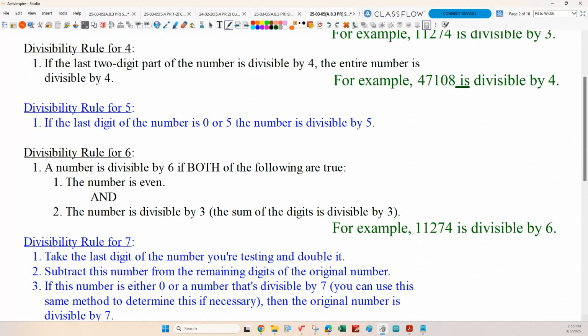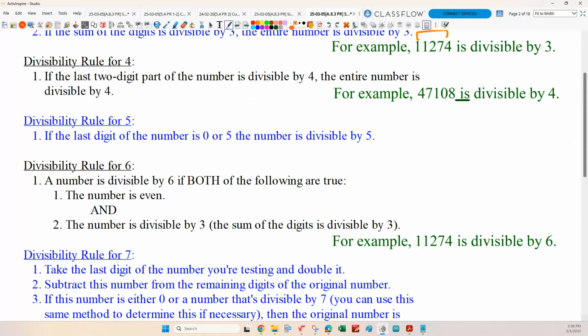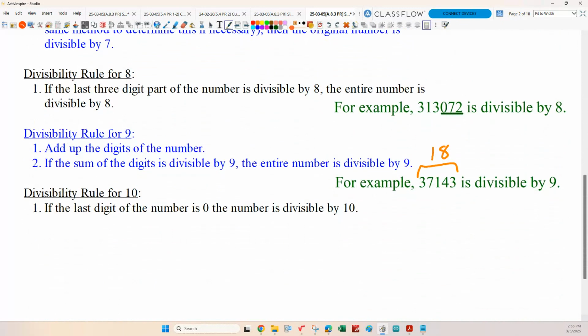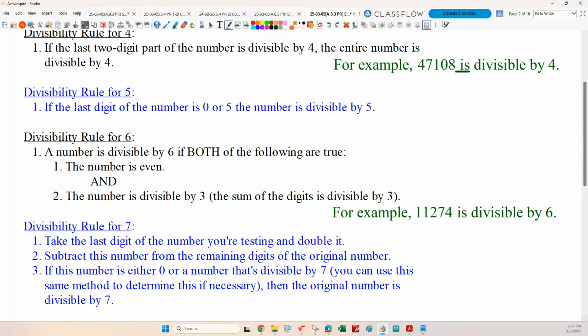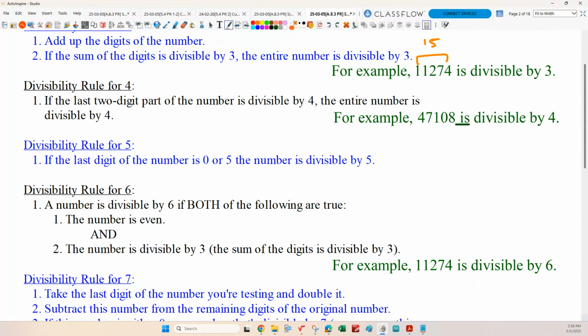Some other ones, some simple ones. How do I know if a number is divisible by 5? Well, if it ends in 0 or 5. You guys know that one, right? How do you know if a number is divisible by 10? If it ends in 0. Okay, and then the last two we're going to cover are 4 and 8.